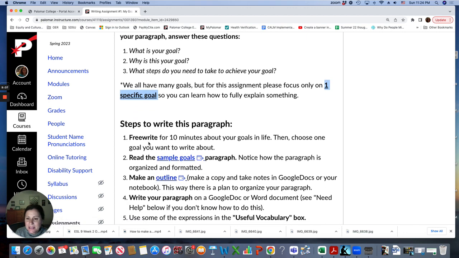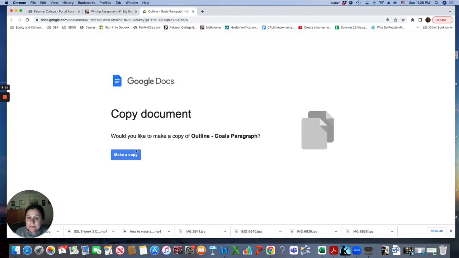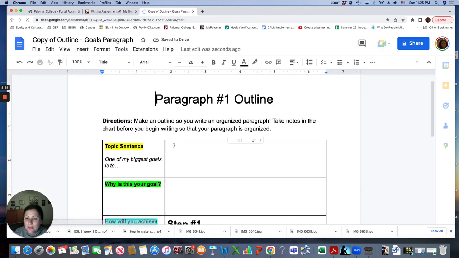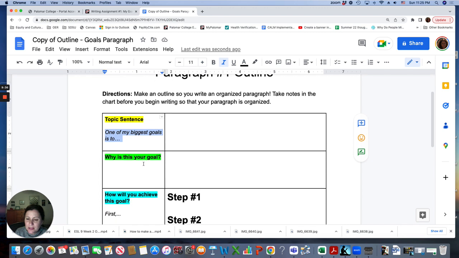These are the steps I recommend to complete this assignment. It's good to look at an example, so you can see how it's organized and written. I would make a plan. You can make a copy and type your plan or handwrite it. But in a paragraph, you want to have a topic sentence that says what your paragraph is going to be about. What is the goal you're going to focus on? Like, one of my goals is to buy a new car.